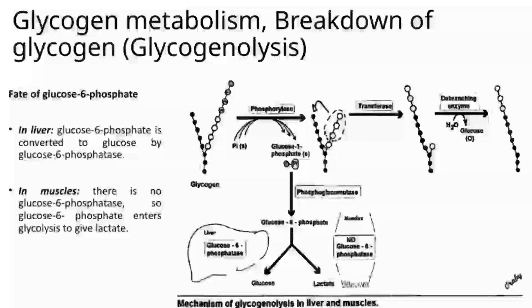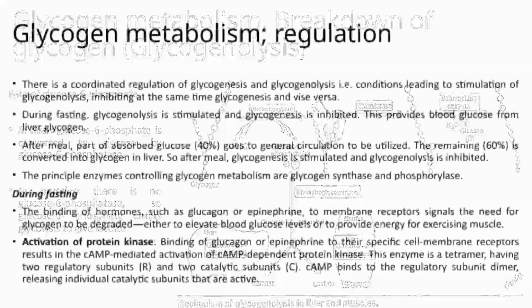This pathway leads to the formation of lactate, which can be used later for energy production or transported to the liver for gluconeogenesis. These differences highlight how the body efficiently manages glucose depending on the tissue and its specific energy needs. Now, let's take a closer look at glycogen metabolism and how it is regulated.